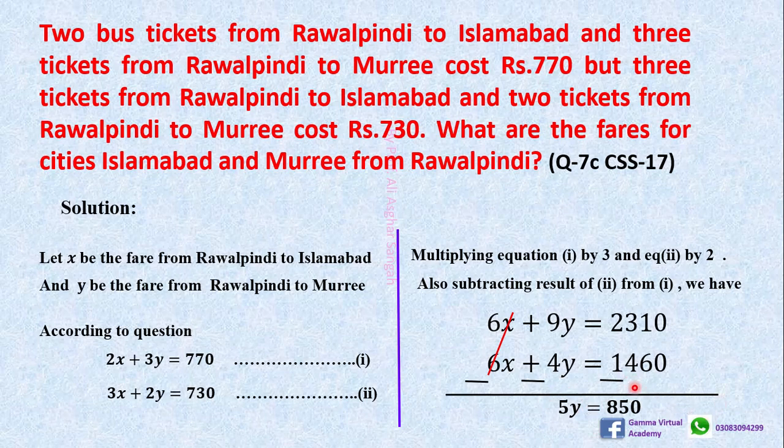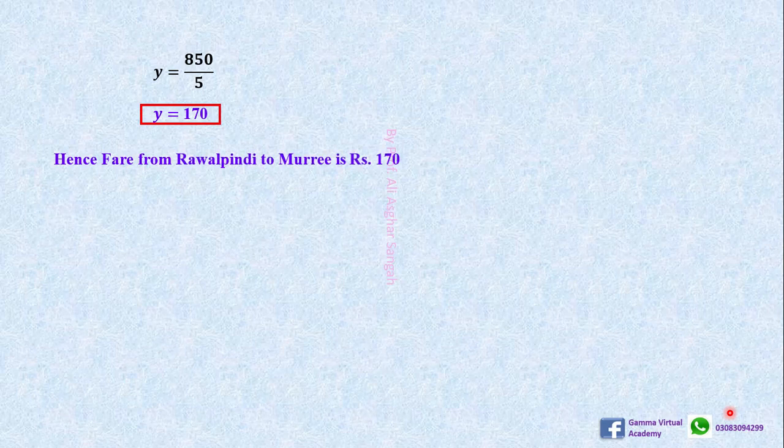Now we have got one variable, so it's easy to find the value of y. Because on the left side it is in multiplication, we divide on the right side. So we have the result of y: the fare from Rawalpindi to Murree is 170. Now let's find the fare from Rawalpindi to Islamabad.